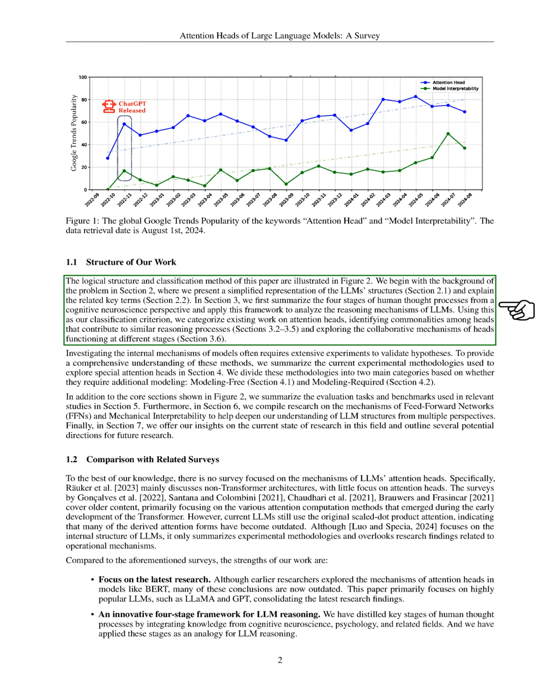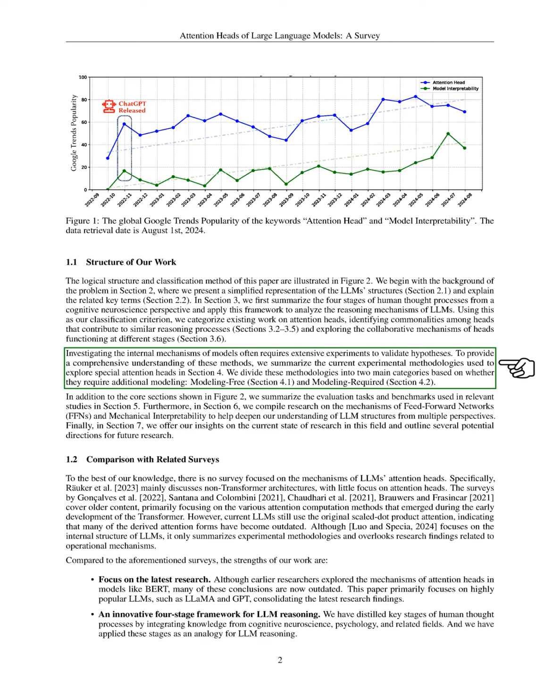We start with the background of the problem, providing a simplified view of LLM structures and defining key terms. We then summarize the 4 stages of human thought processes from a cognitive neuroscience perspective and apply this framework to analyze LLM reasoning mechanisms. Using this classification, we categorize existing research on attention heads, highlighting similarities among heads that support similar reasoning processes and examining how heads collaborate across different stages.